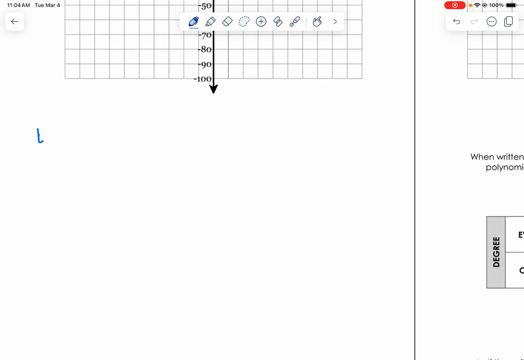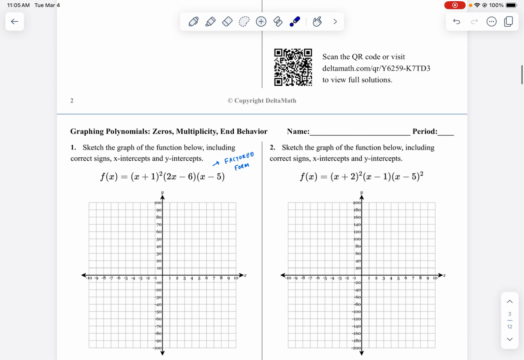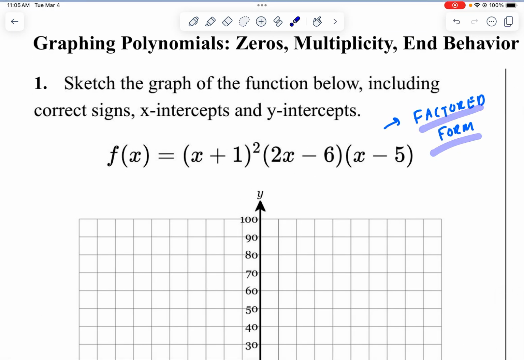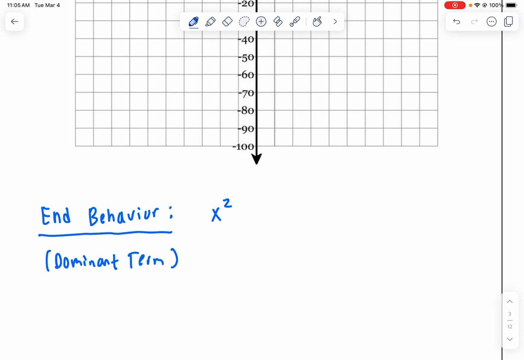We first want to think about the end behavior of this polynomial that they give us. When we think about end behavior, you want to think about the dominant term of the polynomial. The only issue is that when we look at the function they give us, it is in factored form. So the way we find our dominant term is to take each piece one by one. So if you look at this first piece right here, (x+1) squared, the dominant term within the parentheses is going to be x, but all of that is squared. So my dominant term for this first piece is going to be x squared.